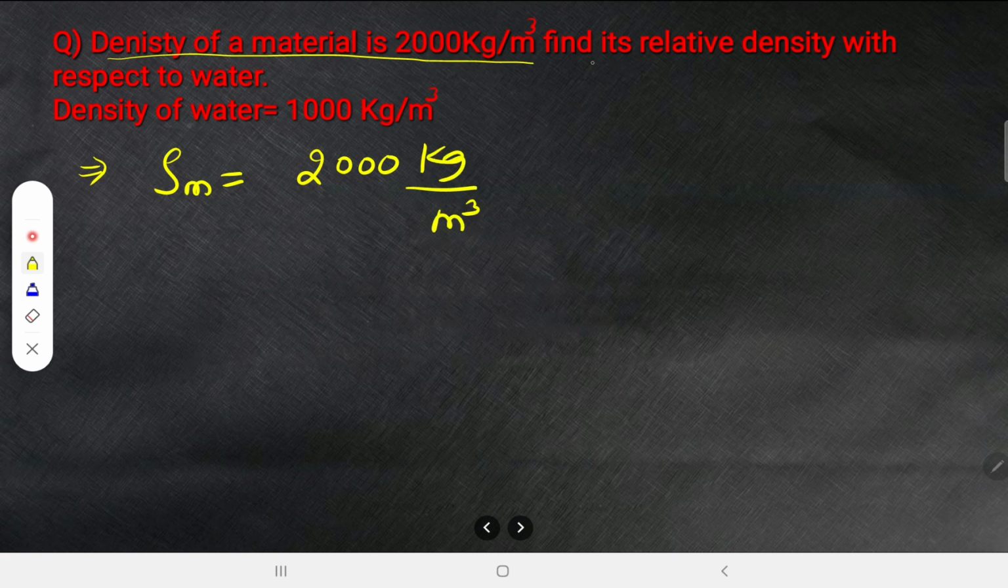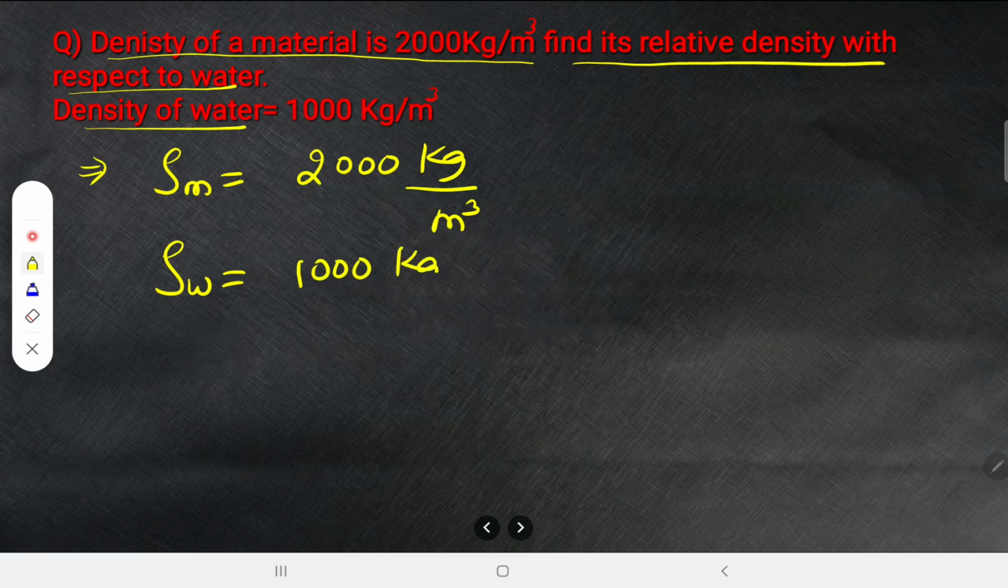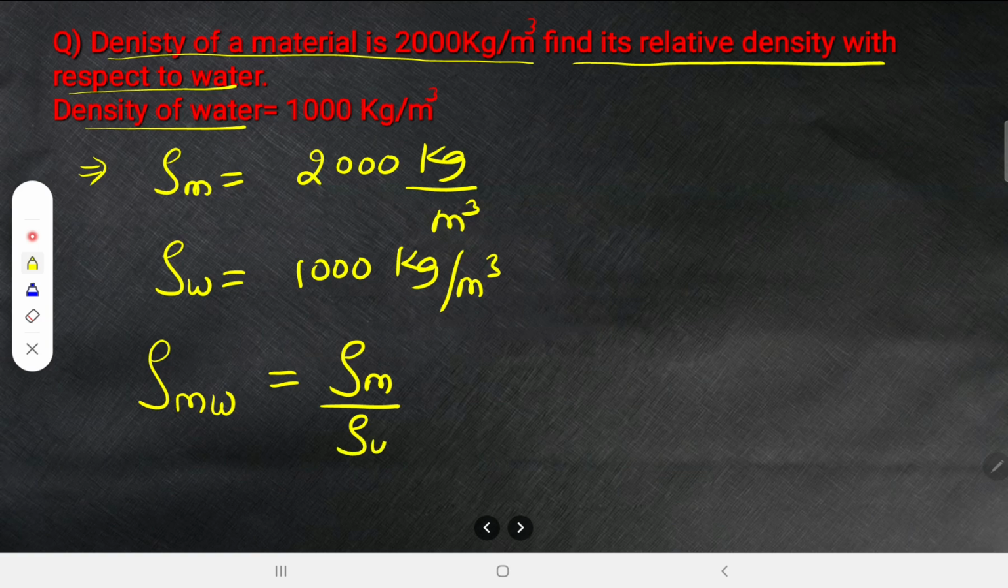Now find its relative density with respect to water, and the density of water is given. So the density of water is 1000 kg per meter cube. Now what are they asking? They are asking for the relative density of this material with respect to water. You know the formula, that is rho m divided by rho w.